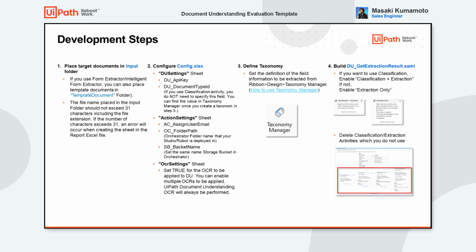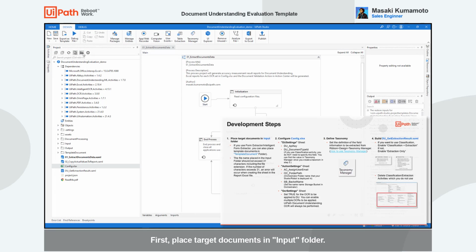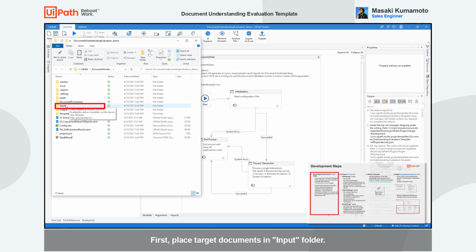The next section is the development steps. In this section, we will place the target documents and edit the configuration Excel file, taxonomy, and a workflow file. First, place target documents in the input folder.